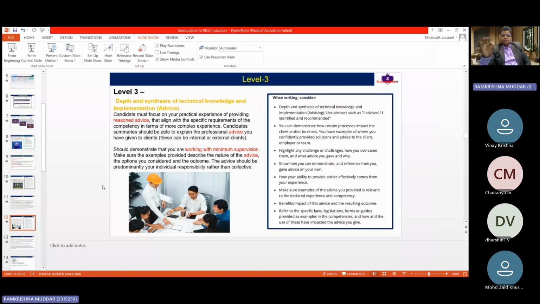This is a little bit critical. Critical in the sense that when the assessor is asking questions on level 3, basically you are advising something. So what do you mean by advising? For example, as Chaitanya has told, you advise the contractor, correct? You advise the supplier. What was your example, Chaitanya? Concrete impact, right? Can you just repeat what you said?